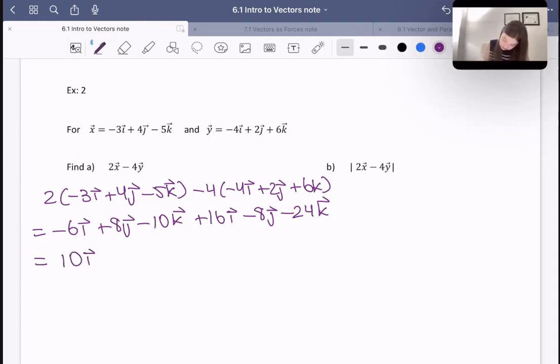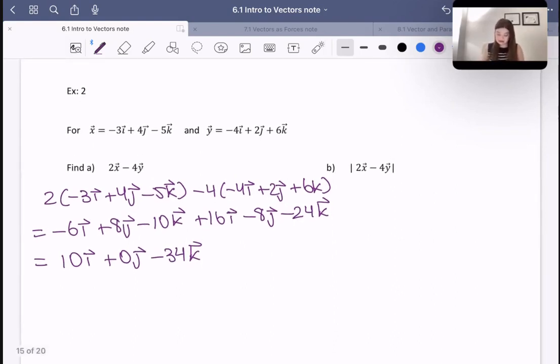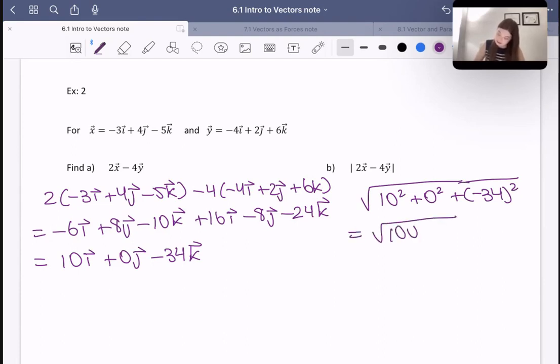10i plus 0j minus 34k. Okay? Or in this case, we could even just leave out the j. I prefer to write 0j to indicate that I didn't forget about it. I didn't forget that j was there, but there is none of it. But either way is good. And then I'm going to do the same thing over here. I'm going to say this is the square root of 10 squared plus 0 squared plus negative 34 squared, which is going to be equal to 100 plus 0 plus 1156, which is equal to 35.44. And so there we have it.